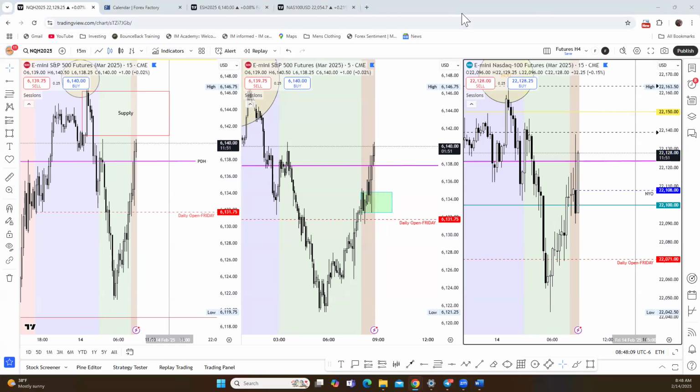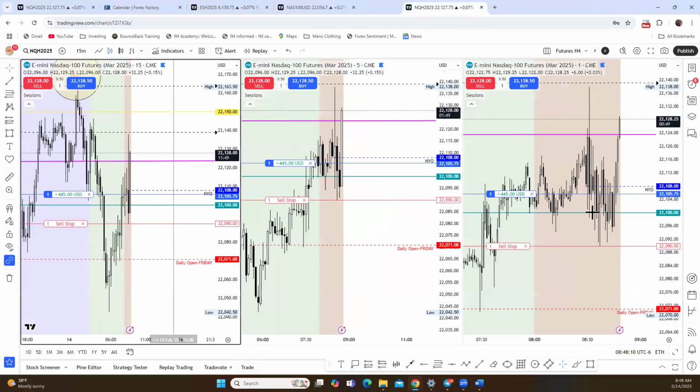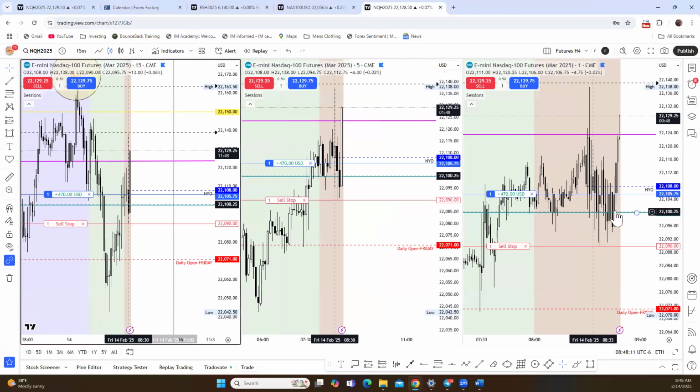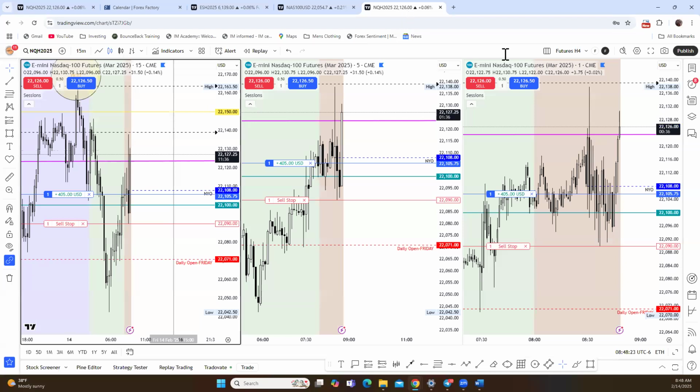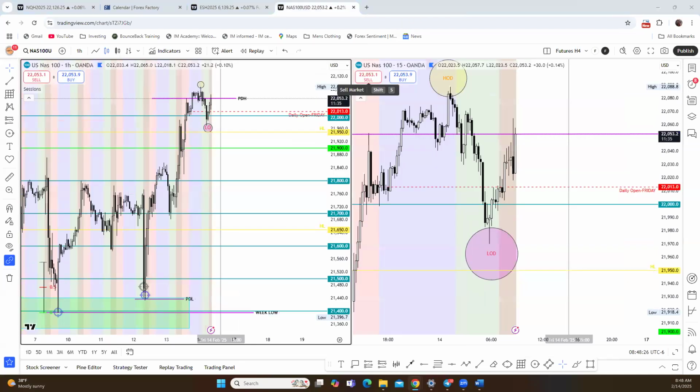So just really quick, I just want to show this really fast. If you had this entry and you placed it under New York, you could move your risk to here if you wanted to as soon as we break the structure. It's up to you. I'm going to leave mine like this to see if we can break the supply in the 22,163s, but that's what I'm kind of looking at there.